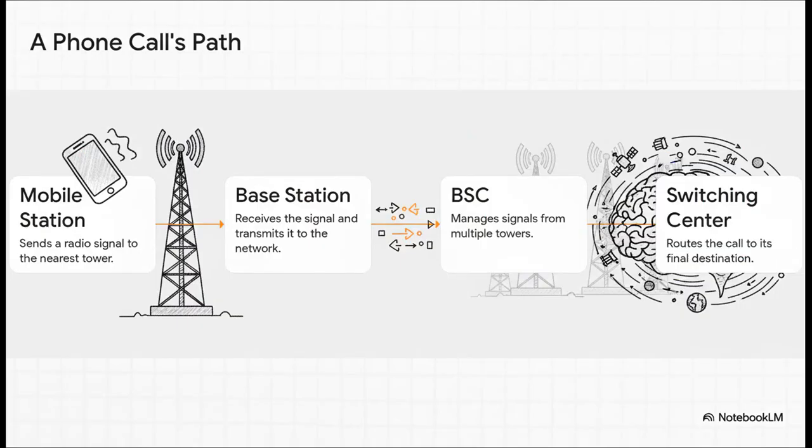So let's break down what happens when you make a call. First, your phone sends a signal to the nearest cell tower. That tower then passes the signal along to something called a base station controller, which is kind of like a manager for a whole group of towers. And finally, that controller sends it to the switching center. You can think of this as the network's brain. It's what routes your call to its final destination, whether that's across the street or all the way across the globe.